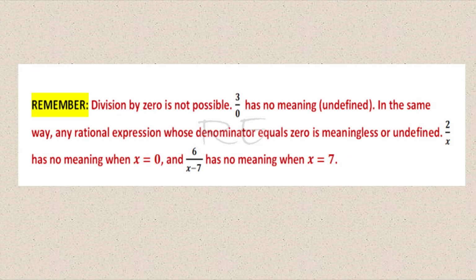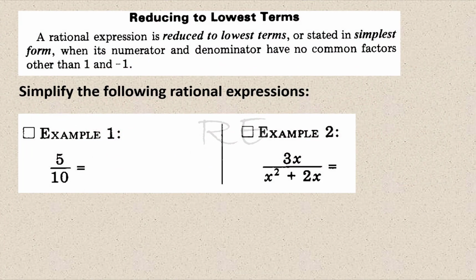And of course, division by 0 is impossible. Therefore, for the fraction to have a meaning, it should not be divided by 0. A fraction is reduced to its lowest term when its numerator and denominator have no common factors other than 1 and -1. So we need to pull out any common factor, preferably the greatest common factor that they share, and cancel.